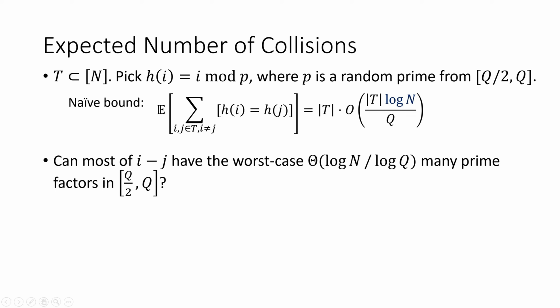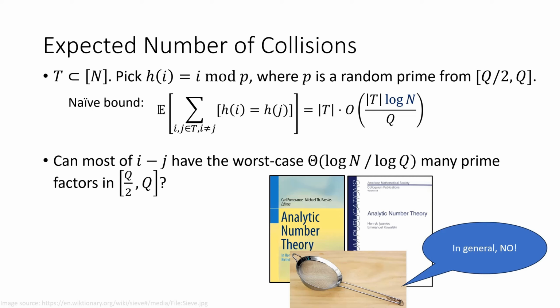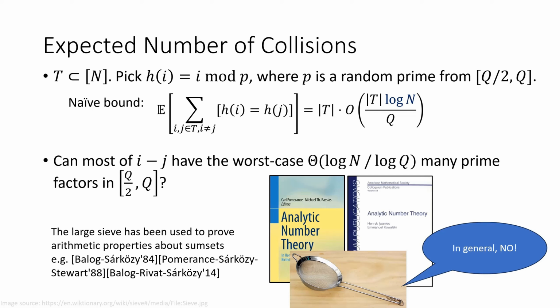In this work, we use tools from analytic number theory, namely the large sieve inequality, which shows that in general, they will not all have this worst case number of prime factors. The large sieve has been used by mathematicians to prove arithmetic properties about some sets. And here we're doing something similar, which is to analyze the prime factors of i minus j, where i and j come from the set T.